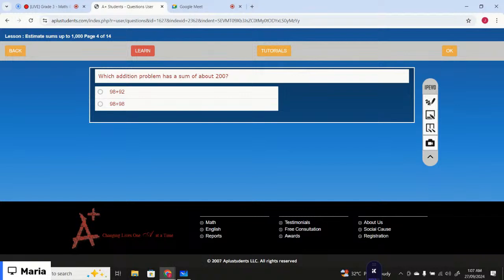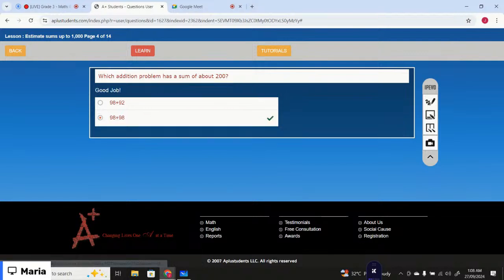Which addition problem has a sum of about 200? So which is the correct option? That's option number 2, 98 plus 98, right? They both are estimated to 100 and their sum equals 200. So option number 2 is the correct option.